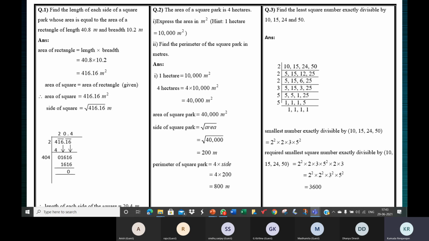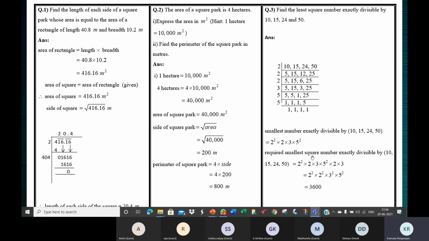And that square number will be a multiple of the LCM. So that's what it is, children. So we first find the LCM of the given numbers, which is 2 square into 2 into 3 into 5. You don't have to multiply this. You can leave it like this. So the smallest number is 2 square into 2 into 3 into 5 square.